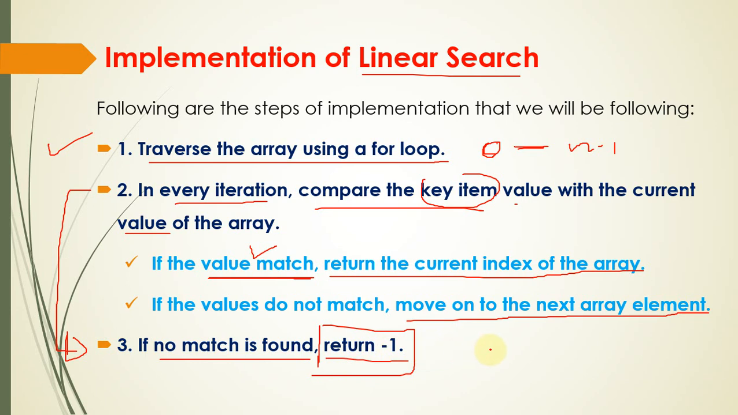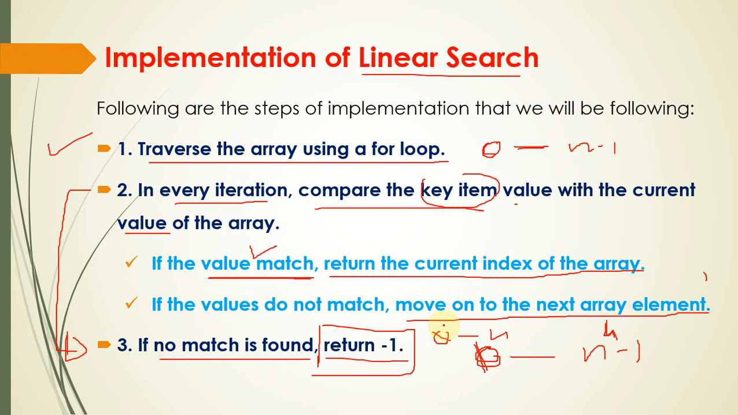Here there is a technique, because the index values of the array will be 0 to n-1, isn't it? 0 means the first element, n-1 means the last element. Say in this case there are 5 elements, so the index value of the first element is 0 and the index value of the last element is 4. So if the search is successful, there is a possibility of returning a value 0, 1, 2, 3 or 4, the current index of the array, depending upon in which place the search item exists.